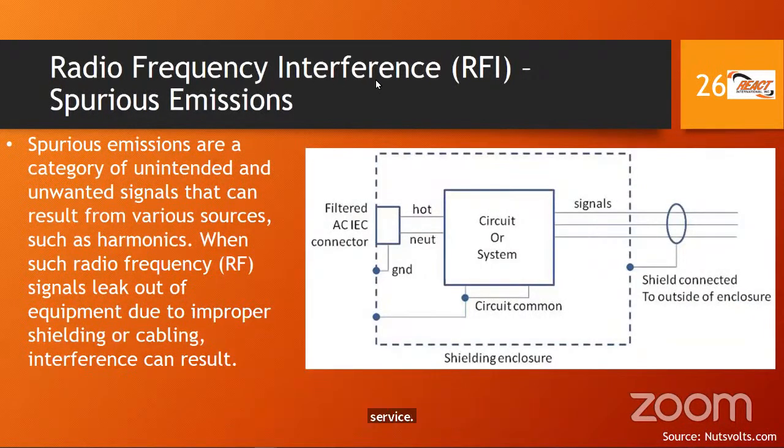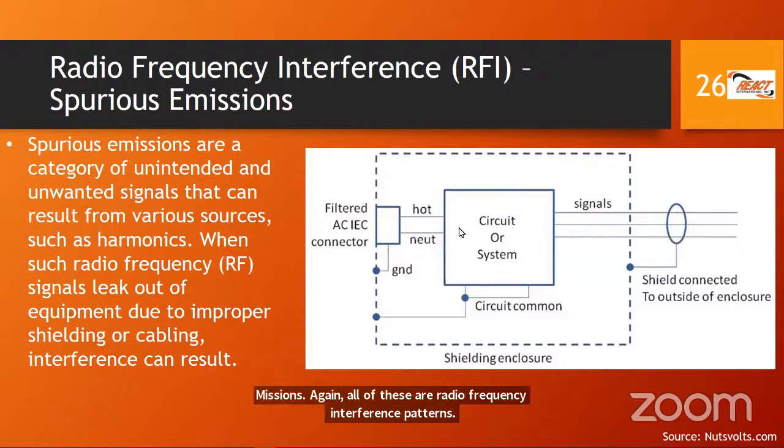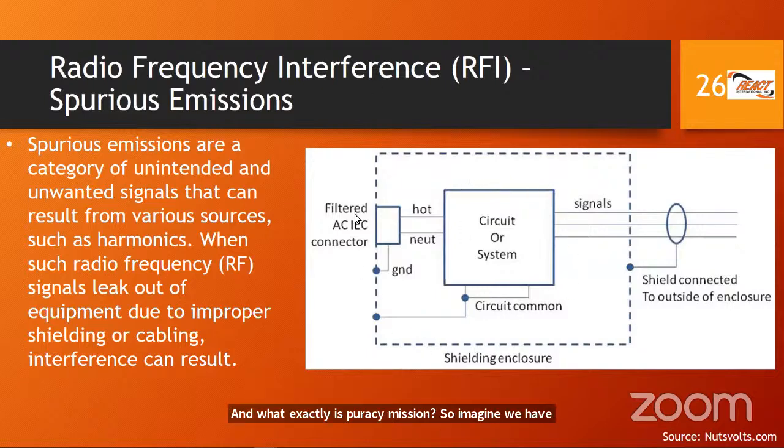Similarly, we have another concept called spurious emissions. Again, all of these are radio frequency interference patterns. And what exactly is spurious emission? So imagine we have our transmitter and we encase it in a metal box, so it shields any sort of stray radio frequency that's generated inside. We need to keep it inside. Our coaxial cable that goes out should also be shielded to avoid sending out extraneous frequencies.